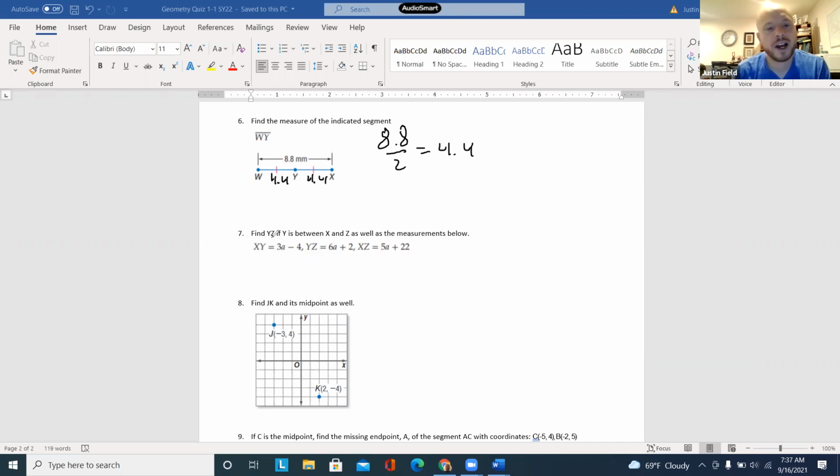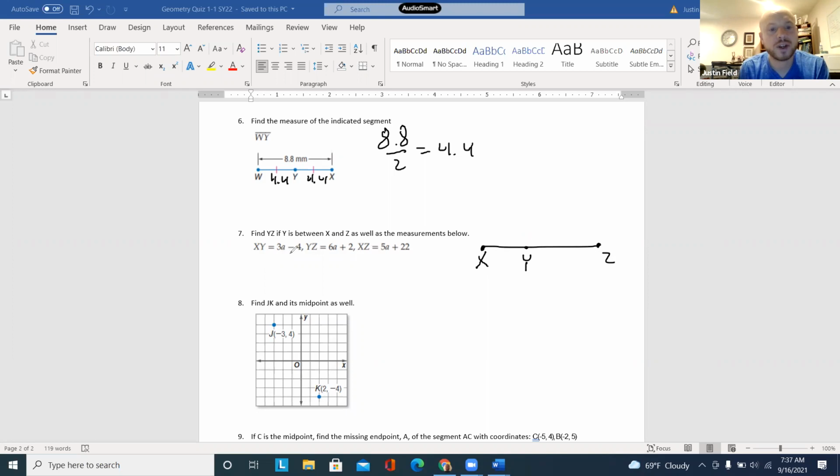Okay, find YZ if Y is between X and Z. So the first thing I do is draw a picture. Oh, Y is between X and Z. So there we go. I like to not draw Y in the middle because everyone always wants to put it in the middle, but that's a special case, you know. It could more likely be anywhere but the middle if you look at all the possibilities.